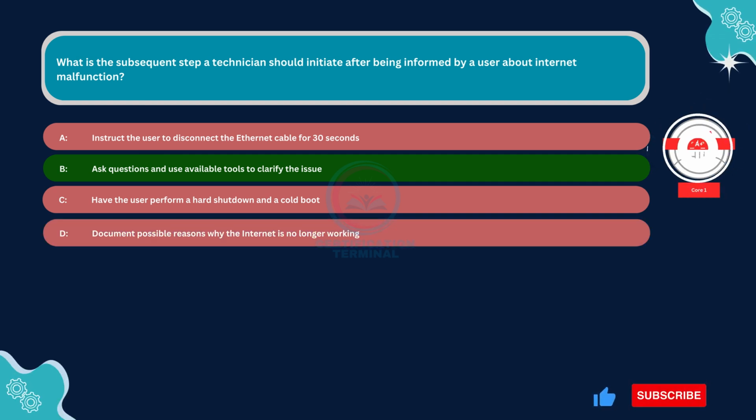Option D is incorrect. While documentation is essential for tracking issues and their resolutions, it is not the immediate next step after being informed about internet malfunction. Before documenting the problem, it's crucial to gather more information, diagnose the issue, and potentially resolve it first.